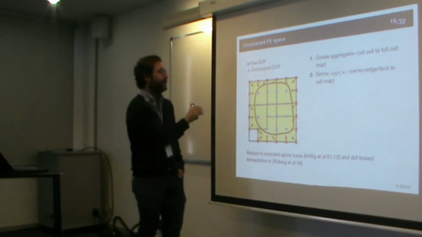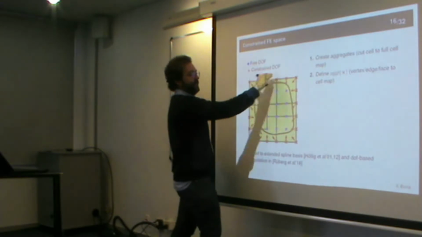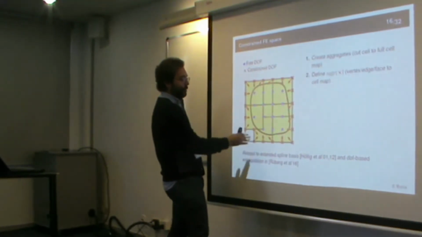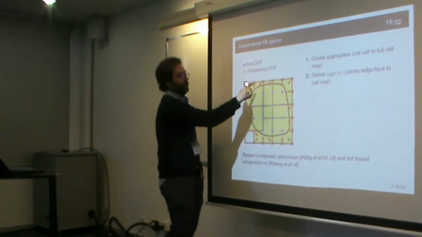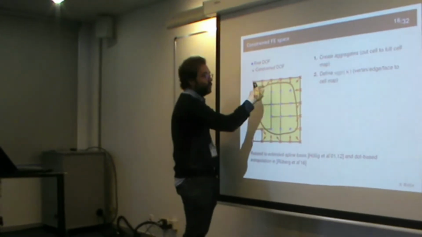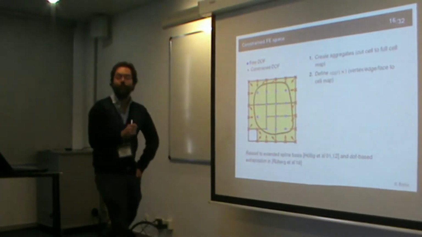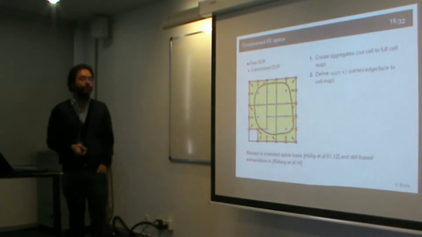Here everything is geometrical. Vertices, edges, and faces in our geometry that are, let's say, outside, are outer ones. We have to define, let's say, a mapping from the vertex, edge, or face to an aggregate. Okay? So we need to define this. This is a very simple thing that you can do.